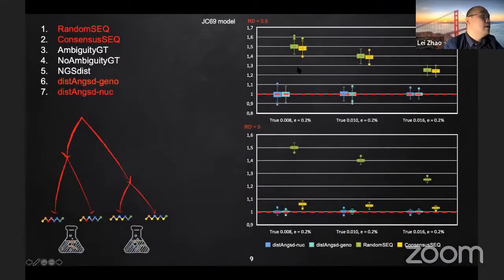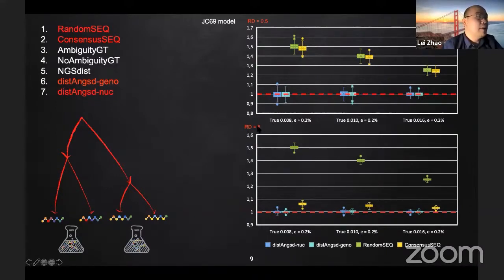We now show you the result of our method and also the method of the random seq, which means per site, you just randomly choose a read, and the consensus seq, which means per site, you just choose the consensus read. And this is for average read depth 0.5. And you can see actually the random seq and consensus seq have huge bias. This is because they cannot distinguish the base calling error. And our method always stays nearly 1.